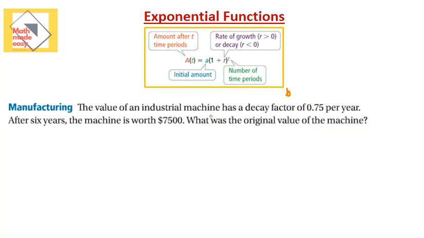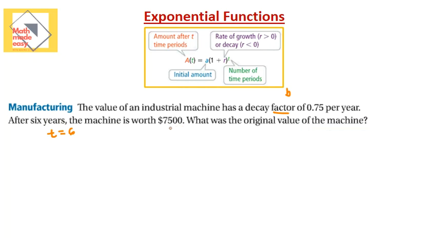Okay, per year. How do I know? Because they said it's a factor. As we said, B is the decay factor while r is the rate. So make sure you differentiate between them before you solve. Okay, it's 0.75 and they already gave it to you as a decimal, so no need to do anything else. Only if it's a percent, we divide by 100 per year. After 6 years, so this is the time, equal to 6, the machine is worth 7,500.